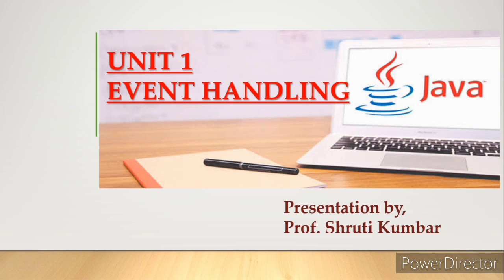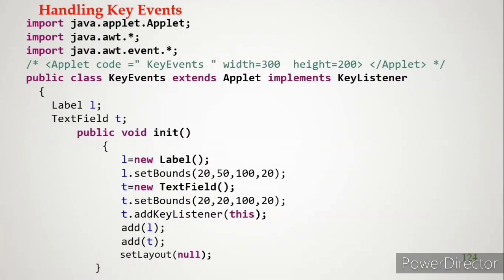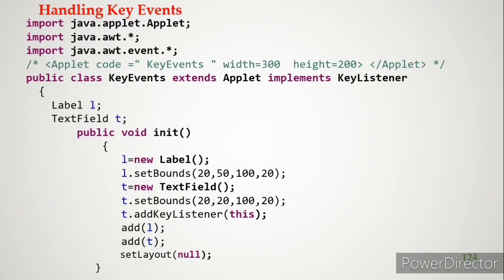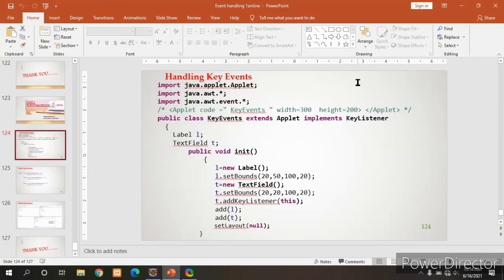In last class we have seen a program which will handle the mouse events. Today we are going to see a program which will handle the key events. There are three types of key events: key pressed, key typed and key released. We need to handle these three key events, and we will use a key listener interface for that. We'll see this in Eclipse.